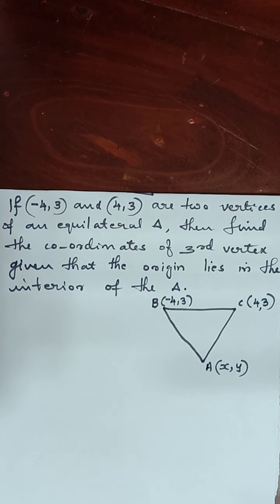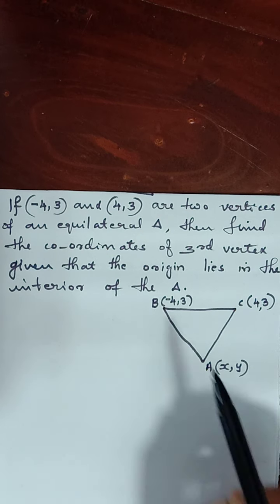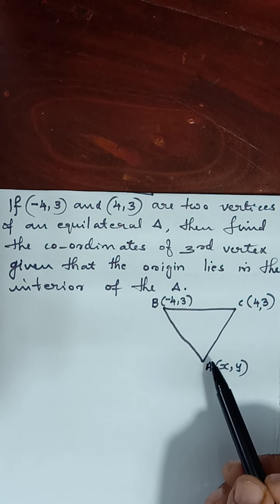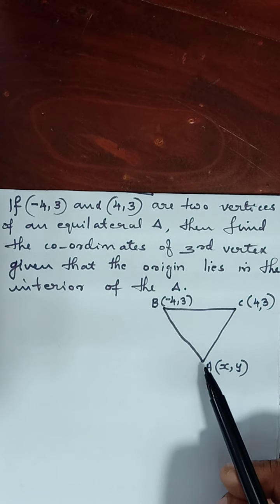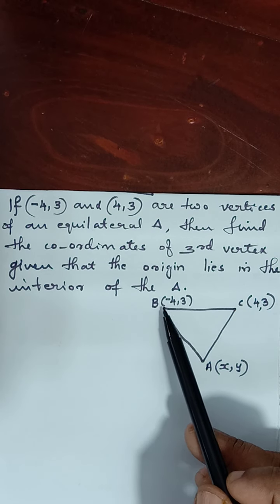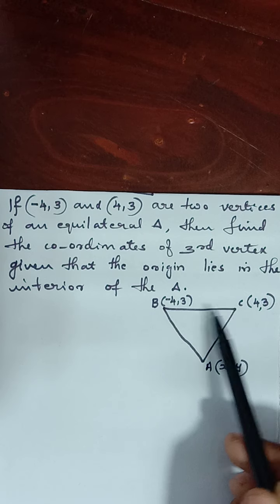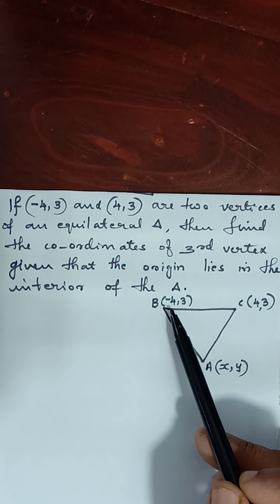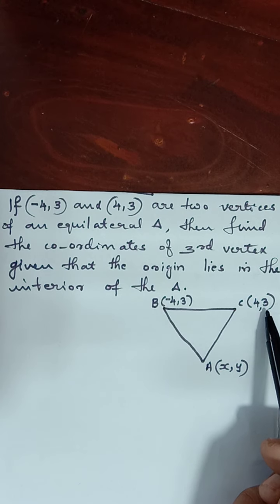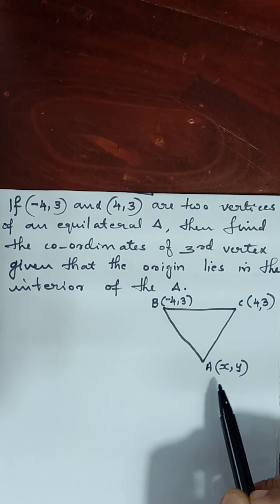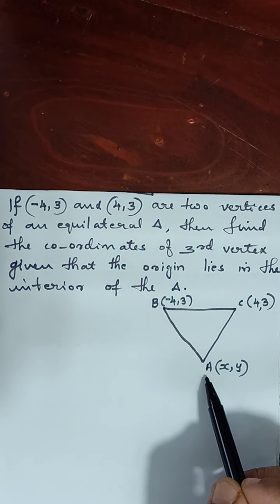Let us see the third question. If (-4, 3) and (4, 3) are two vertices of an equilateral triangle. I have drawn the figure here, an equilateral triangle, meaning all the three sides are equal. Here two coordinates are given, two points B and C I have marked. B has coordinate (-4, 3) and C has coordinate (4, 3). We have to find out the third vertex, that is A(x, y).